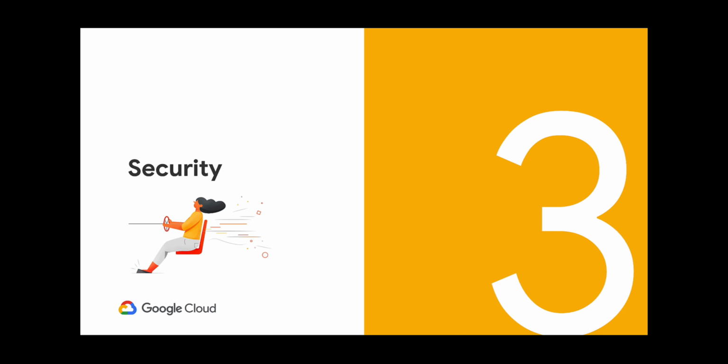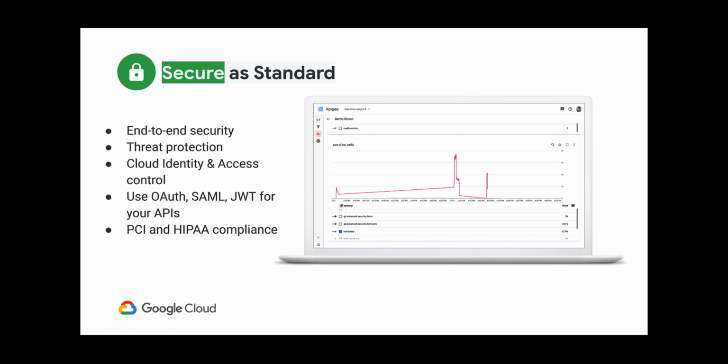Now shifting gears to security. This is a core tenet of API management, and Apigee provides a comprehensive set of features to help you secure your APIs. Apigee aims to be secure as standard, offering end-to-end security, threat protection, and integration with cloud identity and access control. It supports industry standard security protocols like OAuth, SAML, and JWT. Apigee also helps with compliance requirements like PCI and HIPAA.